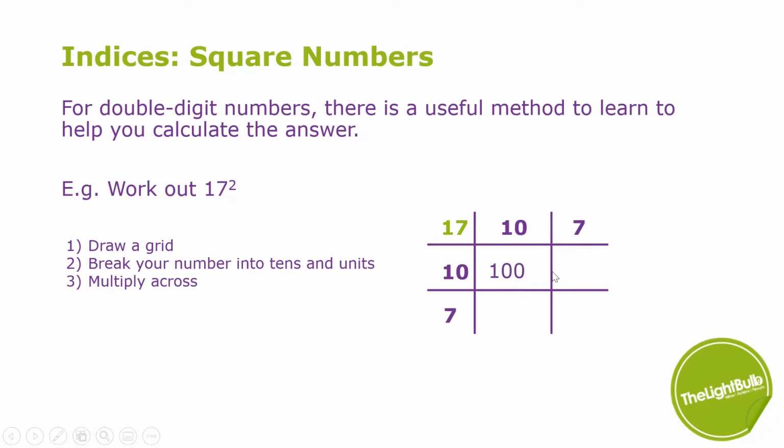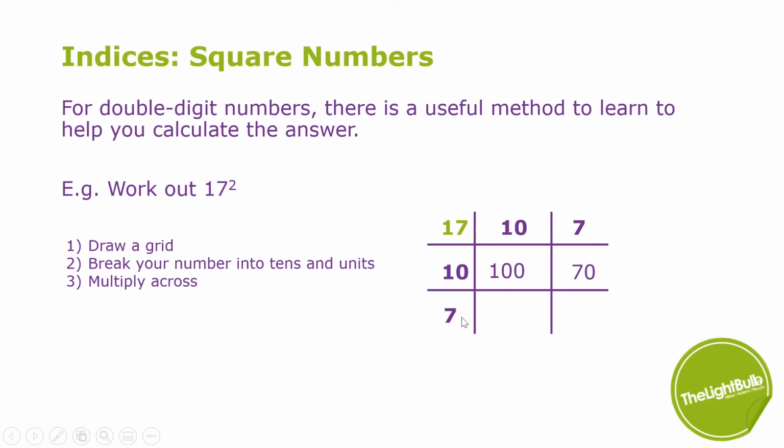We'll then carry on across the row, and we'll multiply again with the 10 over on the left-hand column, 10 times 7, which is at the top here. And 10 times 7 is 70. We pop the answer there.